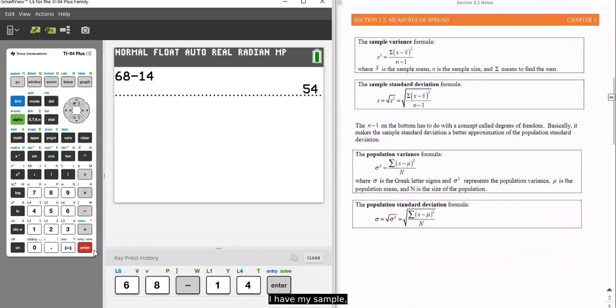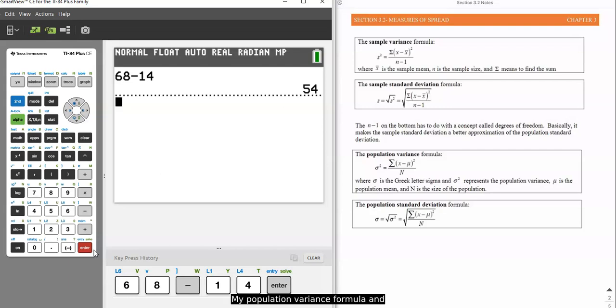So we have a sample variance, which is squared. We tend not to use our variance only because the unit would be squared, and sometimes it's really sort of meaningless. So the standard deviation tends to be the one we use because the unit matches the unit in our data set. But my sample variance is s squared, and then it's the sum of (x minus x bar) quantity squared over n minus 1, where again, x bar is the sample mean, n is the sample size, and the sigma means to find the sum. The sample standard deviation is just the square root of that. And just note that the n minus 1 on the bottom has to do with a concept called degrees of freedom. Basically, it makes the sample standard deviation a better approximation of the population standard deviation.